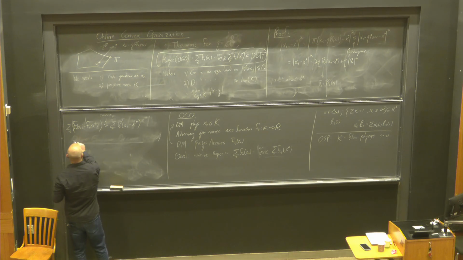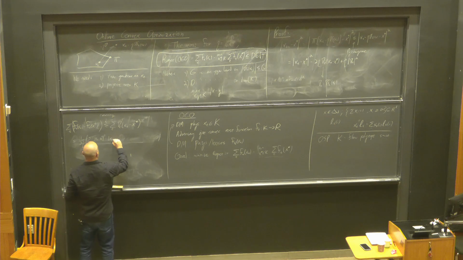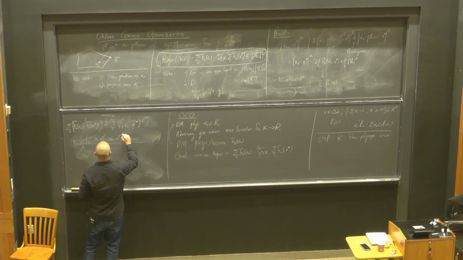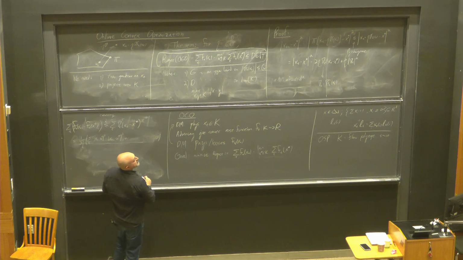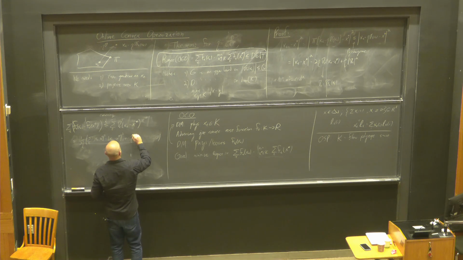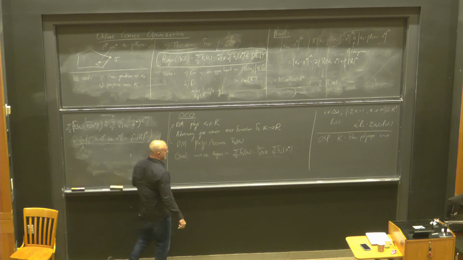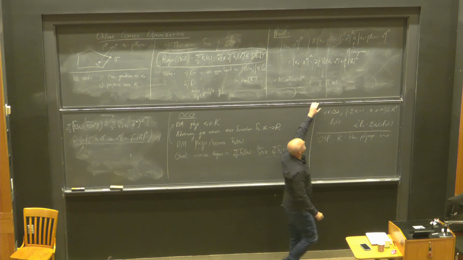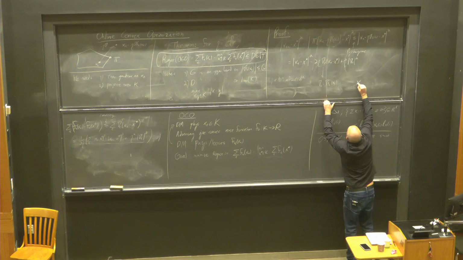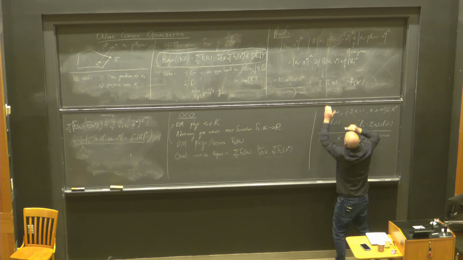And this is at most 1 over 2 eta times the sum over t of the norm squared of x_t minus x star minus the norm squared of x_{t+1} minus x star, plus eta over 2 times the norm of gradient_t squared. This comes from here. Let's call this star. So this is from star.